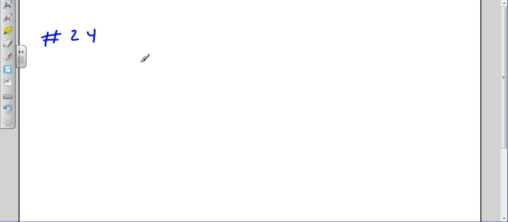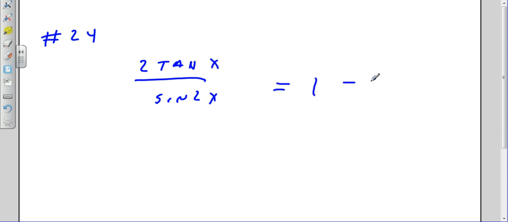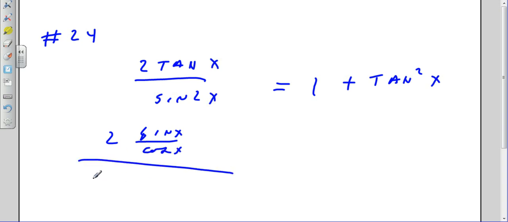And we're supposed to show that 2 tangent x over sine 2x is equal to 1 plus tangent squared x. All right, well, I guess we'll keep that side the same and say this is 2 sine x over cosine x divided by 2 cosine x sine x. And that's supposed to be what's on the other side.